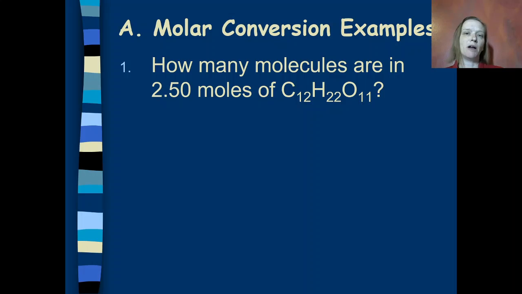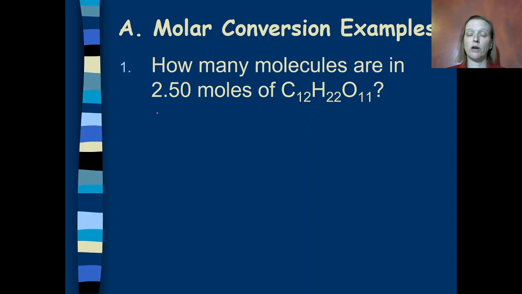So, how many molecules are in 2.50 moles of C12H22O11? Okay, the formula here doesn't even matter. We've got moles and we want to know how many molecules we have. It doesn't matter if we had donuts or eggs. 2.50 moles is a certain number of particles, and that's what we're going to convert to.